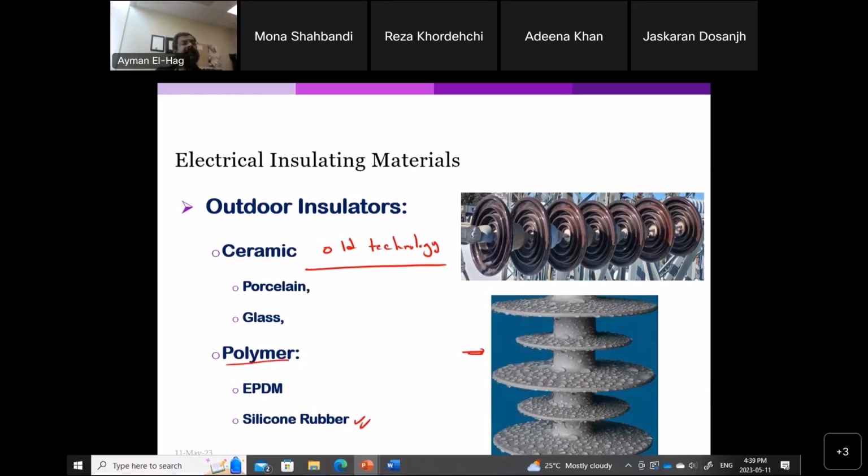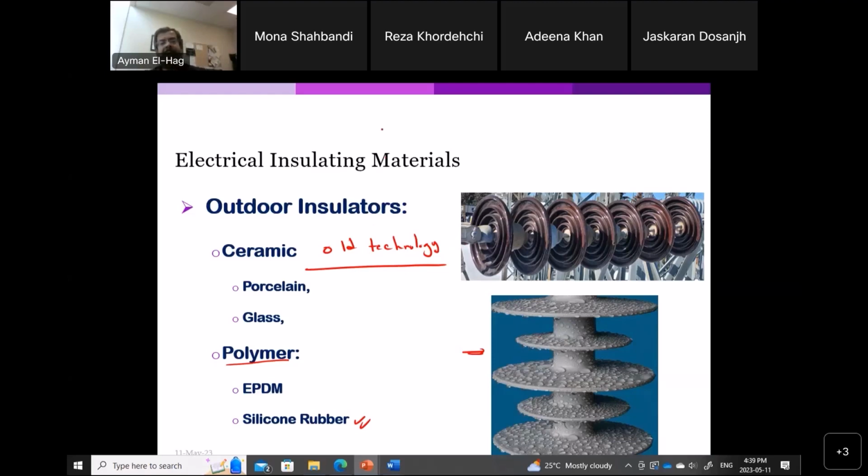And the aging is different based on the environmental conditions, based on the pollution severity, and so on and so forth. So this is another example of a material. As an engineer, the decision which type of material to use, understanding the pollution performance, can affect your whole power system. Let me give you an example.